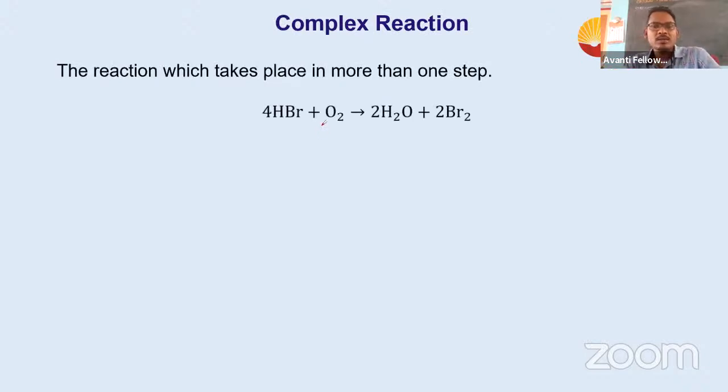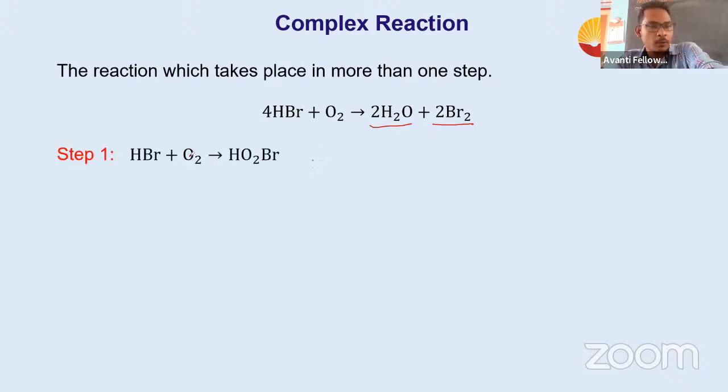Before that, carefully see this one. Here we have 4 moles of HBr reacting with oxygen and giving us 2 moles of water and 2 moles of Br2. We think this may proceed in a single step, but that is not the case. To get the products, water and Br2, it needs different steps. So let's see this one.